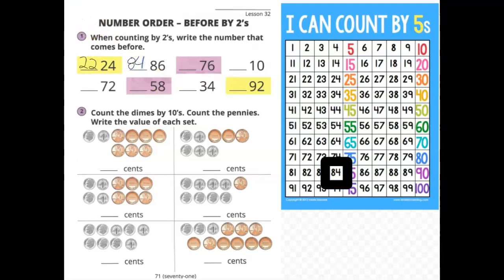All right, you try to do the next one, and then I'll do it. So we're going to find 76. Find your row of 70s, go to 76, and then go backwards 2. And if you did it right, you got the number 74.